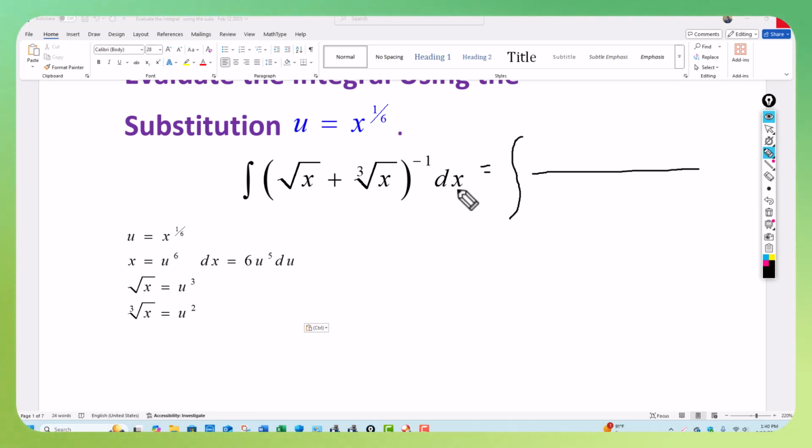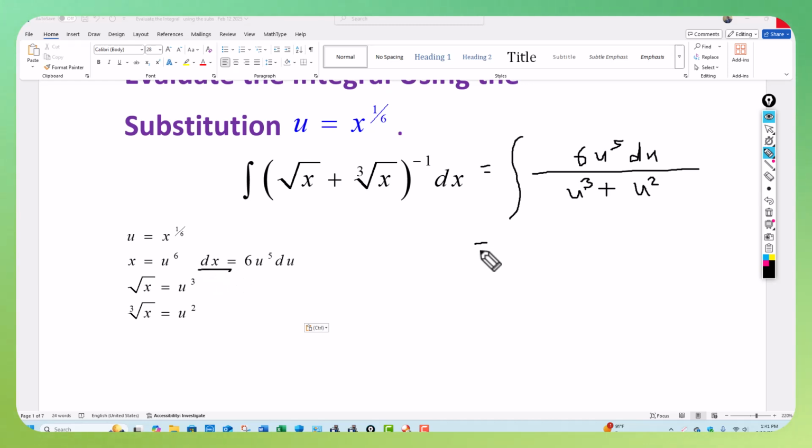But I know the substitution for dx, so I'm just going to put it here: 6u to the 5th du. I know the substitution for the square root of x, that's u cubed. I know the substitution for the cube root of x, it's u squared. So the square root of x is u cubed right here, the cube root of x is u squared right here, and of course the dx right here.